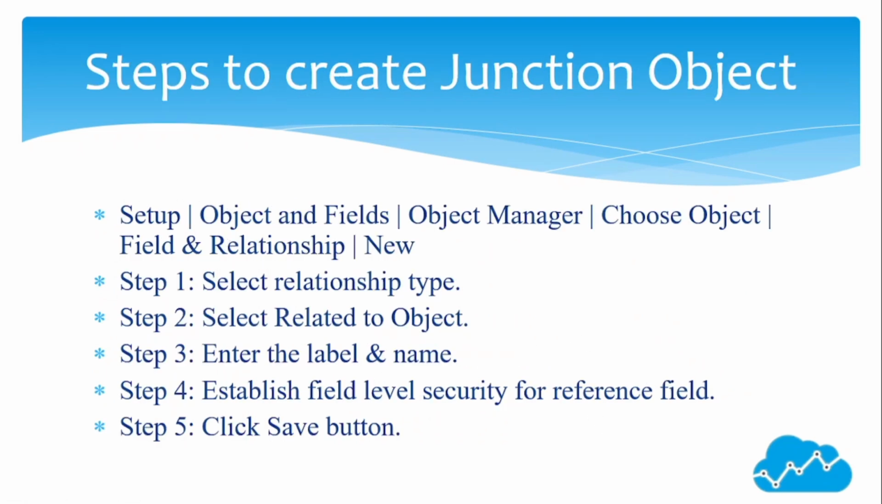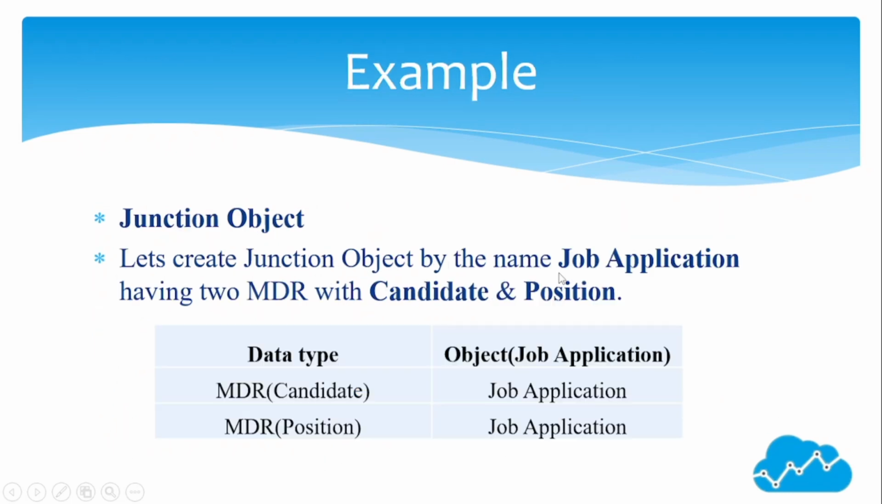Steps to create junction object: setup, object and fields, object manager, choose object, fields and relationship. Click new. Step 1, select relationship type. Step 2, select related to object. Step 3, enter the label and name. Step 4, establish field level security for reference field. Step 5, click save button.